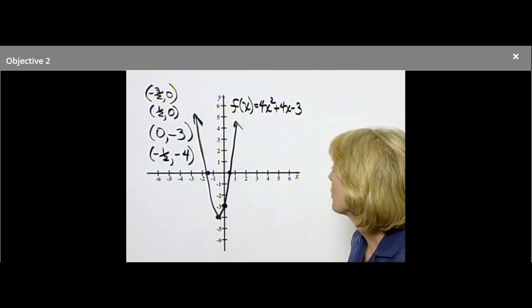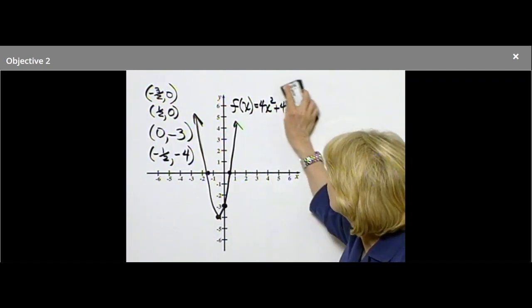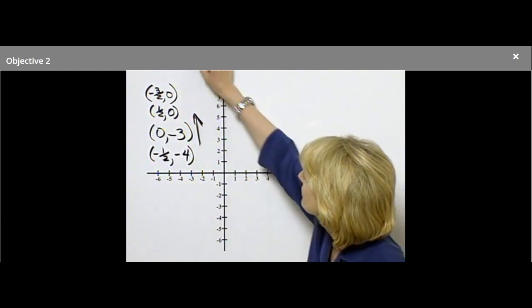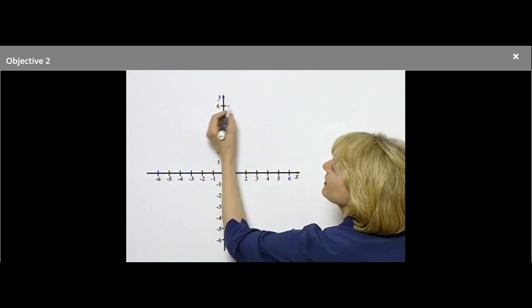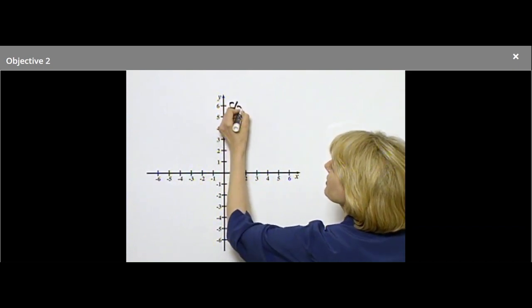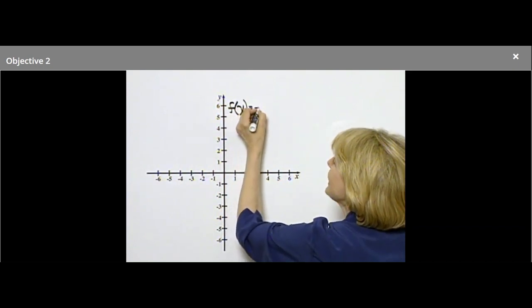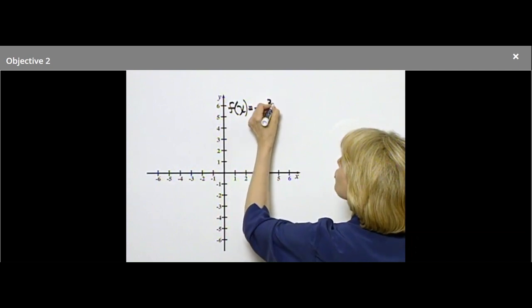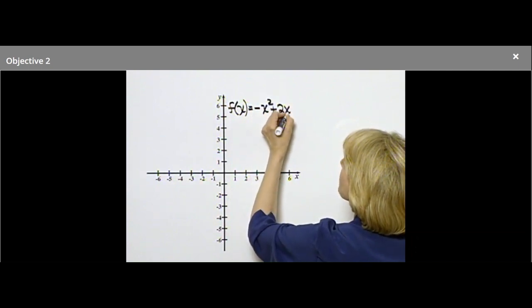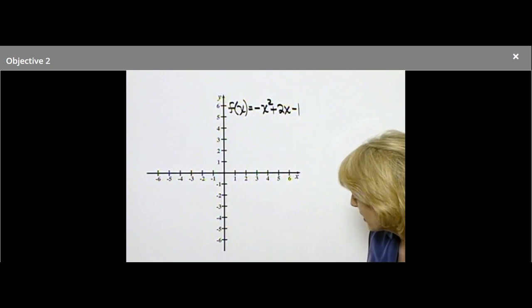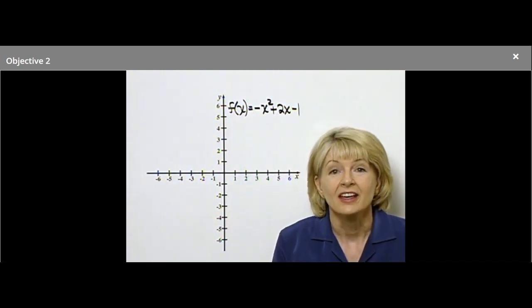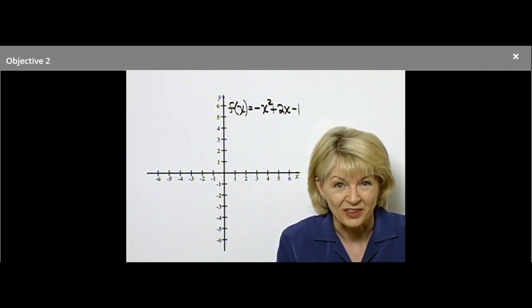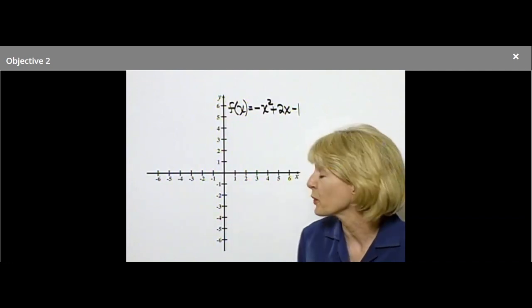Let's try one more graph. Let's graph another function. This time, let's try something with a negative. Let's graph, say, f of x equals negative x squared plus 2x minus 1. Now, because of that negative, what do you already know about the graph of the function? It is a parabola opening downward. Let's find the vertex of the parabola.